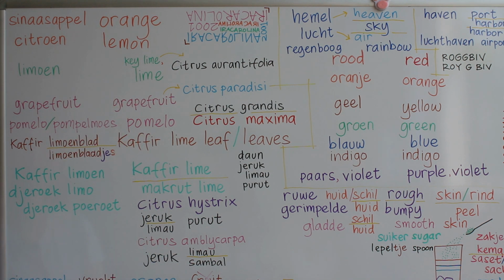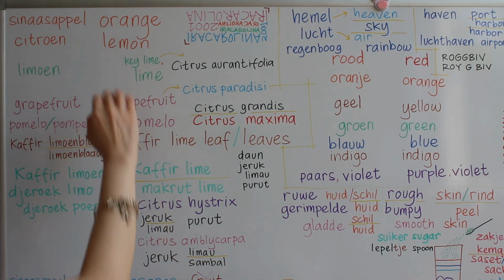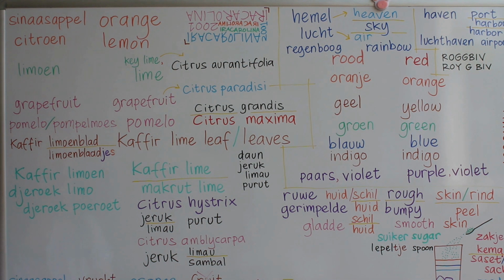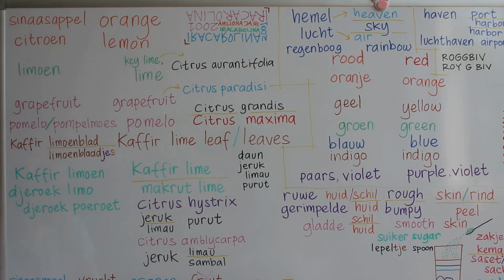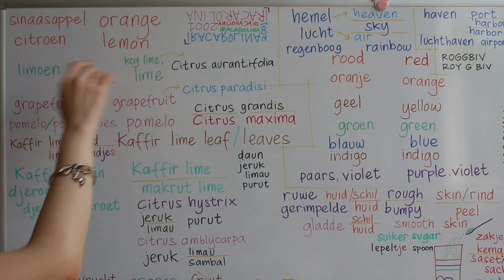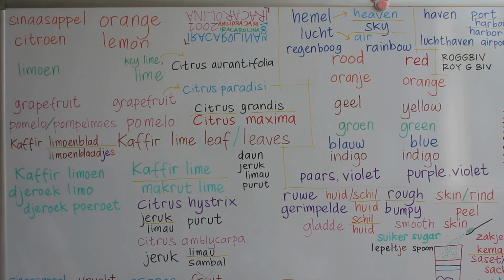Lemon is citroen. Lime is limun, or also key lime, because Indonesian lime is more into key lime because it's smaller than lime, or Citrus aurantifolia, but key lime or lime is limun.